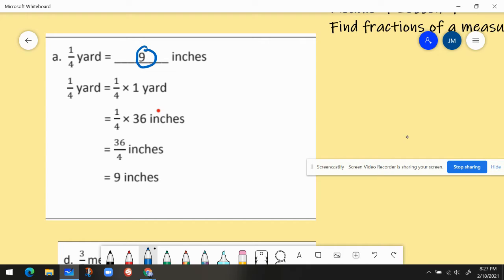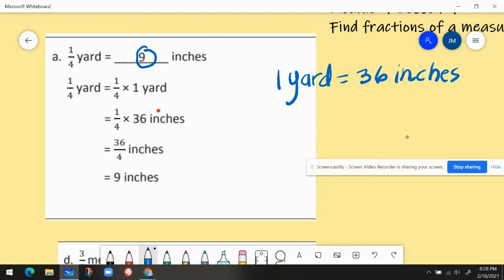Now, remember, one of the things that they did not mention here is that 1 yard equals 36 inches.